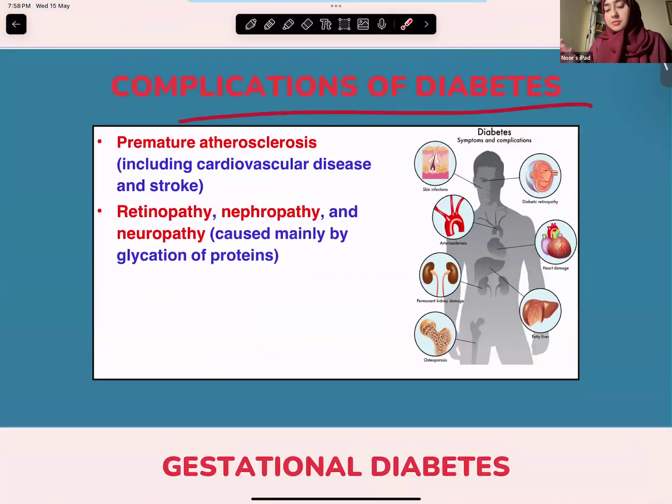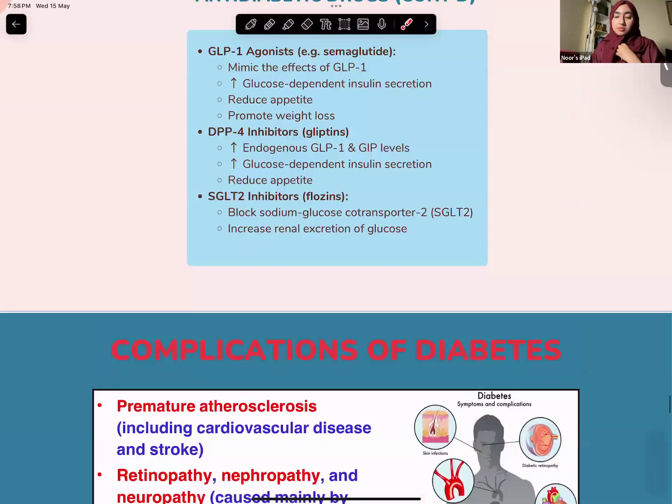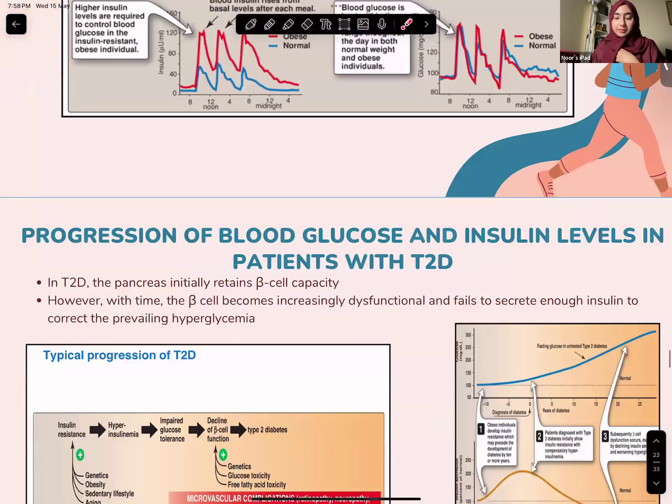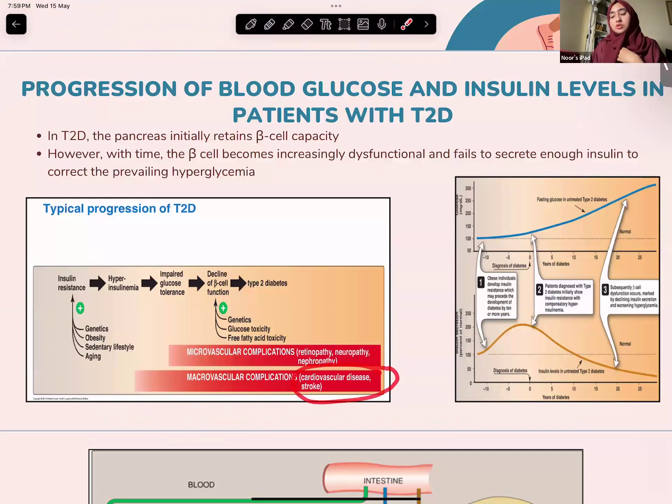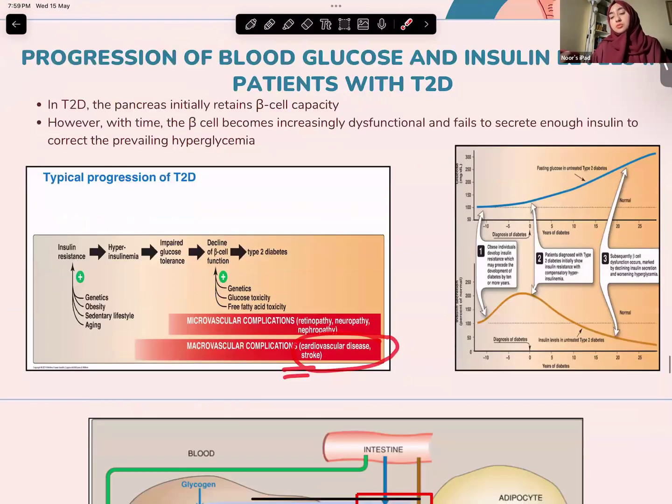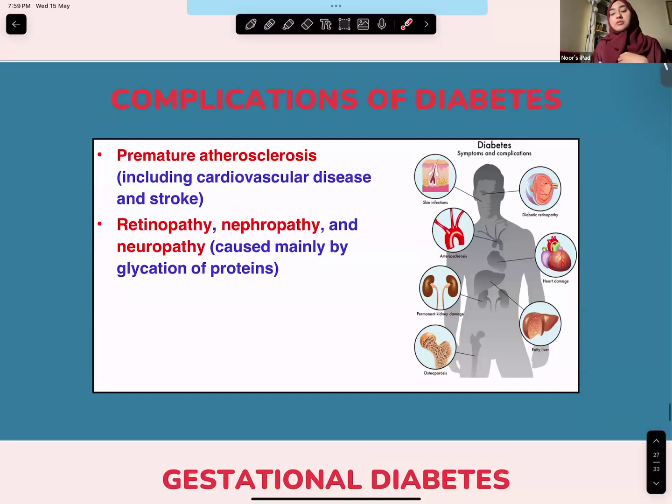Now, complications of diabetes: premature atherosclerosis, including cardiovascular disease and stroke. Pretty simple. Also mentioned here, cardiovascular diseases and stroke. People with type 2 diabetes are more prone towards heart diseases, and retinopathy, a problem of the eyes, damage to the small blood vessels and nerves of the retina, causing vision problems. There is nephropathy and neuropathy, which is caused mainly by the glycation of proteins.